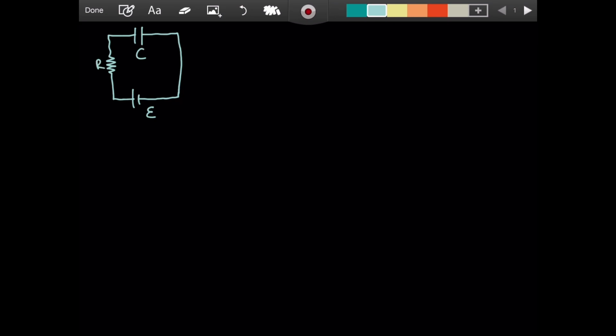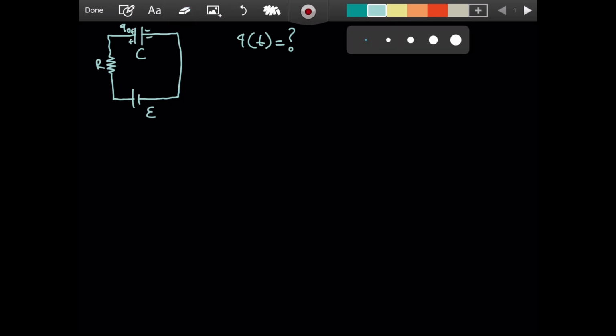Now, the question is, what is the charge as a function of time on this capacitor? What is Q of t? We want to find this, of course, in terms of the given variables: R, epsilon, C, and of course t. And also, another variable: I will say that the capacitor is charged with Q naught initially. This is the positive side, this is the negative side.